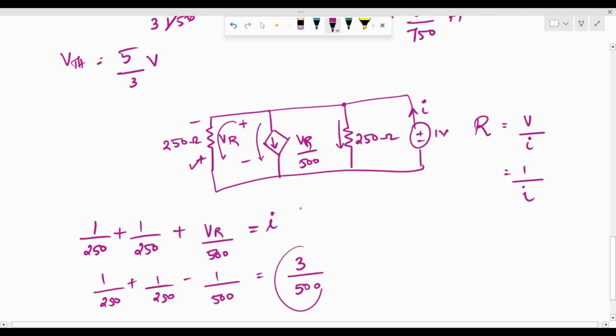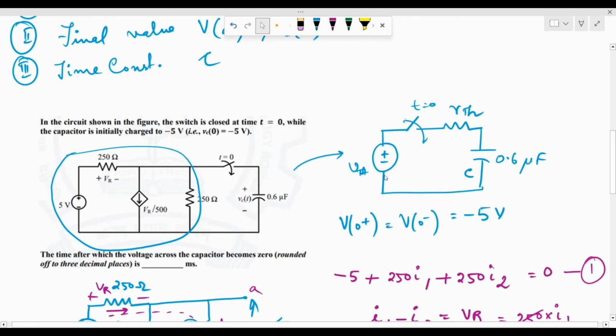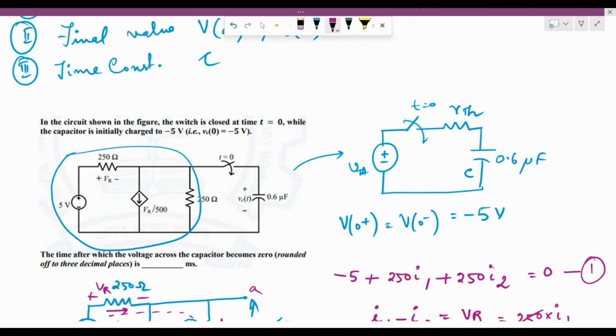So now if I replace this I over here, we will get R, or RTH in this case, equal to 500 divided by 3 ohms. So therefore, we can now simplify this entire network and bring it to this form, where VTH is going to be equal to 5 by 3 volts. RTH is 500 by 3 ohms.